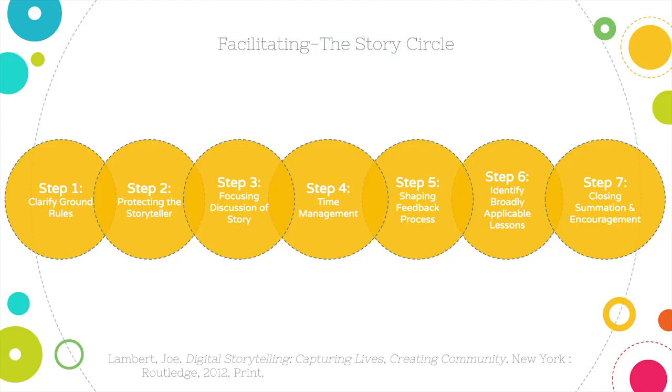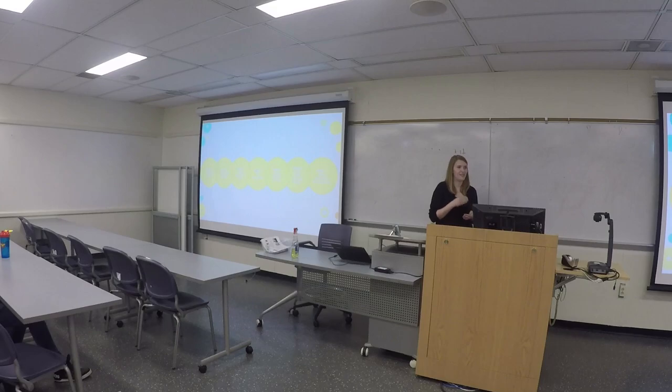And then step seven is summing up everything that's happened, making sure everyone knows the additional resources available to them as they continue on with the process. Because the thing with storytelling is it's ongoing. It's not just a bam, bam, bam, do this. There's always room for feedback. There's always room for adjustment.